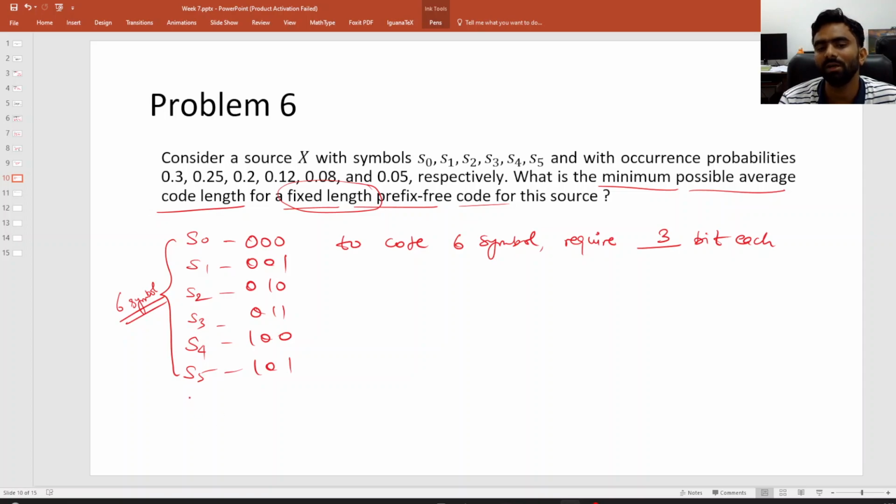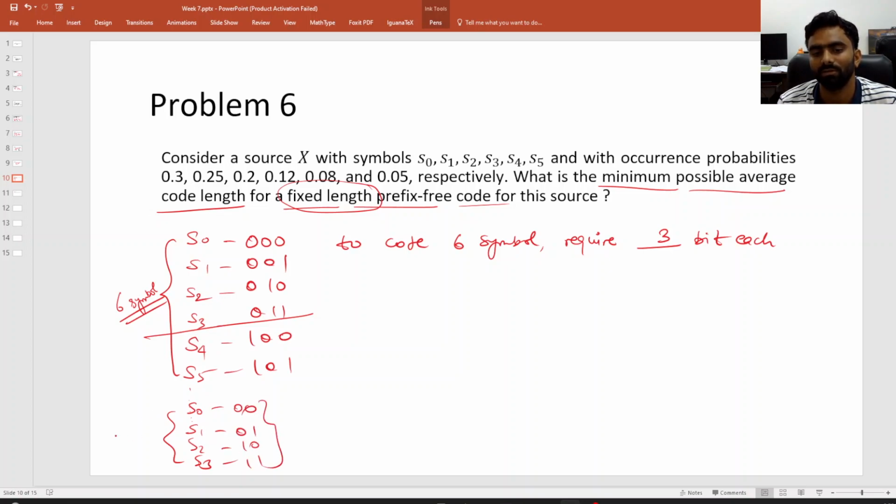If there are 8 symbols, they can also be coded into 3 bits. If there are only 4 symbols, then they can be coded into 2 bits, which are prefix free. Only 2 bits are required. So what is the average length? Average length will be 3 also because all are 3. So 3 into 6 divided by 6, which is 3.